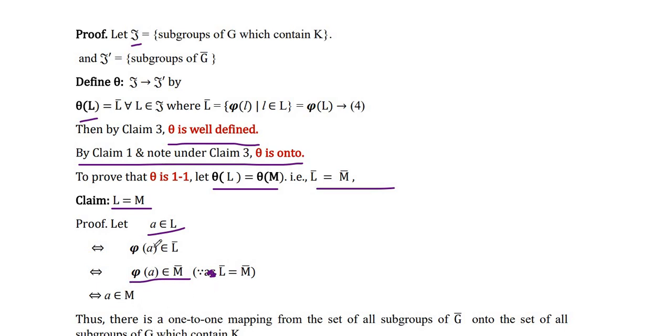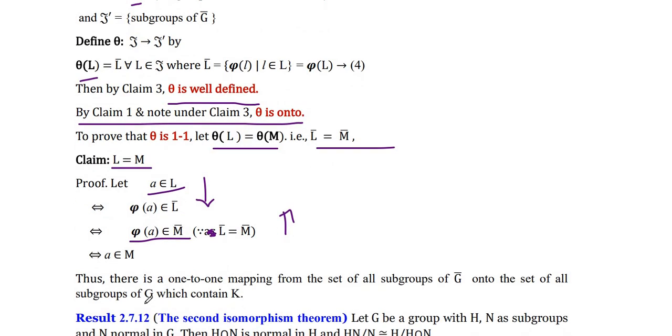Similarly, just retracing the steps, you get A in M implying A in L. So from this implication, we have L contained in M, and from this direction, if we go back and retrace, we get M contained in L. Those two together give L equals M. So that shows that there is a one-to-one mapping from the set of all subgroups of G bar onto the set of all subgroups of G which contain K.